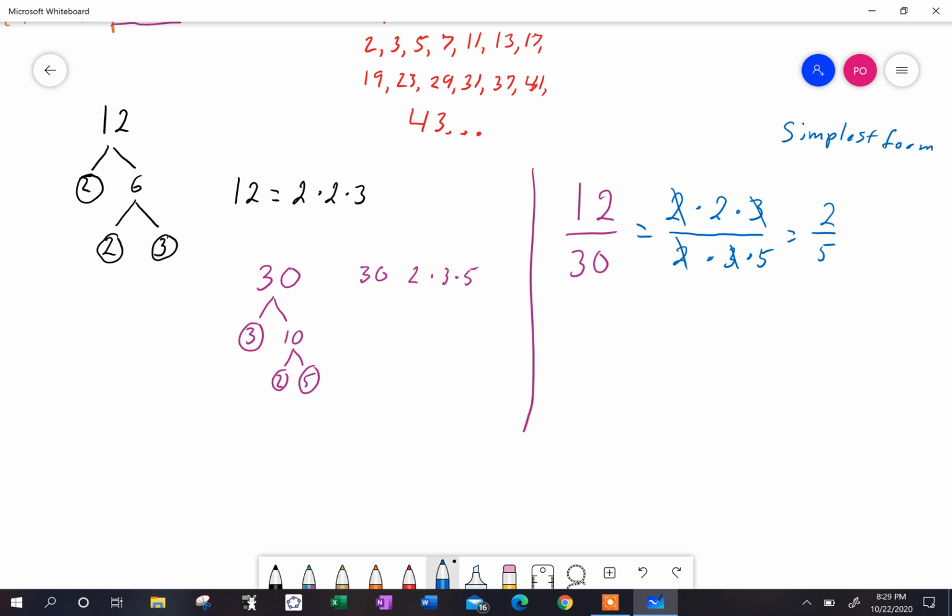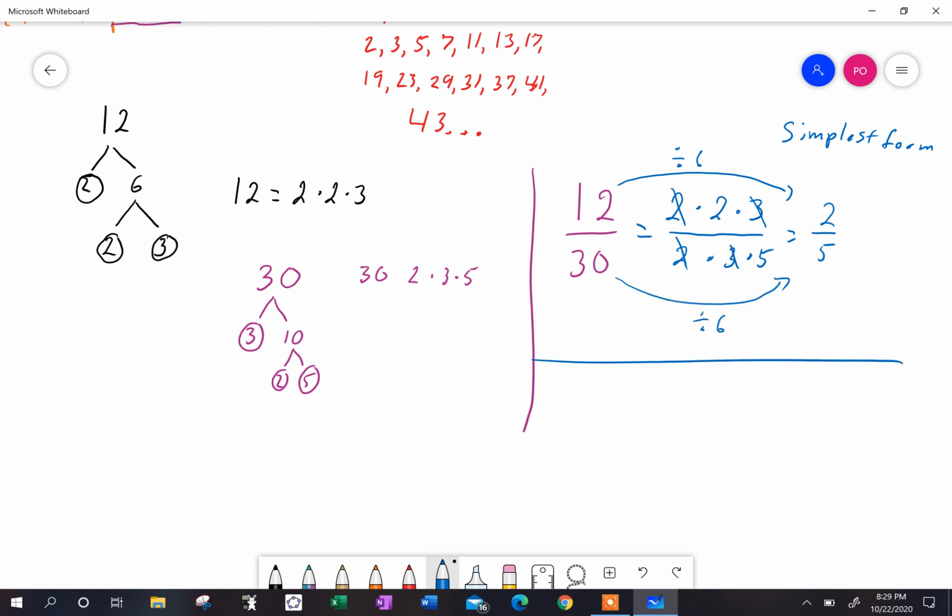And what we essentially did was we factored out a 6. 2 times 3 is 6. 12 divided by 6 is 2. 30 divided by 6 is 5.